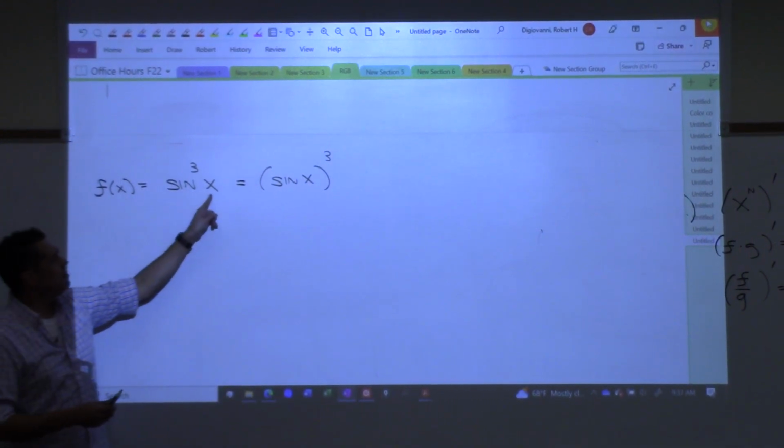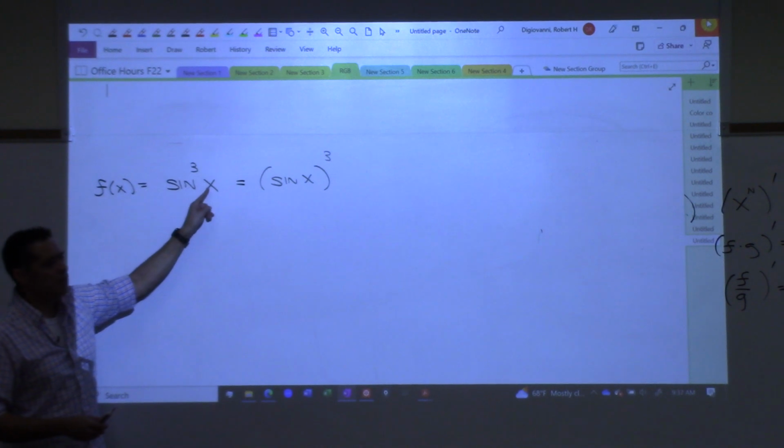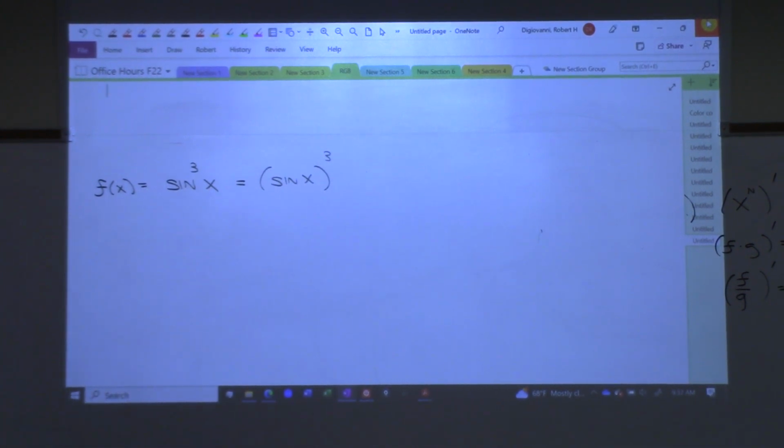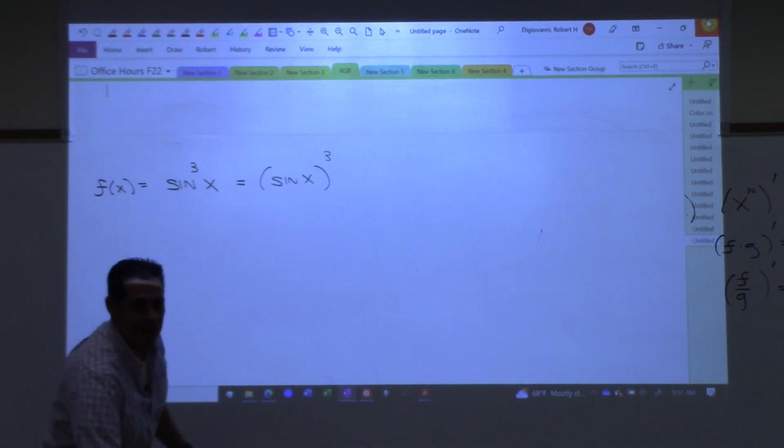Isn't that what this notation means? Sine cubed x really means you take the sine function and cube it, right? Do you all agree with that? Why are you looking at me like that? Unsure? You're unsure? Okay, well then I'm telling you that's what it means.